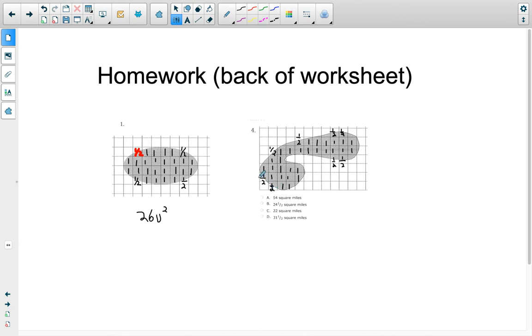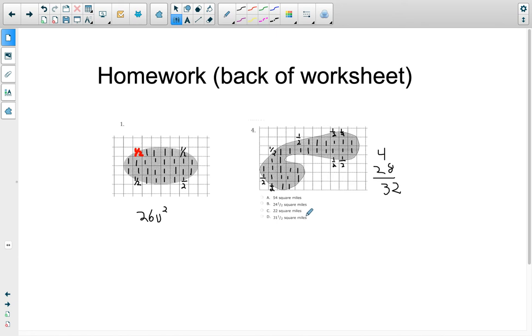If I count up my halves, I have 1, 2, 3, 4. Then we count up my whole numbers. 1, 2, 3, 4, 5, 6, 7, 8, 9, 10, 11, 12, 13, 14, 15, 16, 17, 18, 19, 20, 21, 22, 23, 24, 25, 26, 27, 28. If I add those up, I get 32. If I look, 32 wasn't a choice.